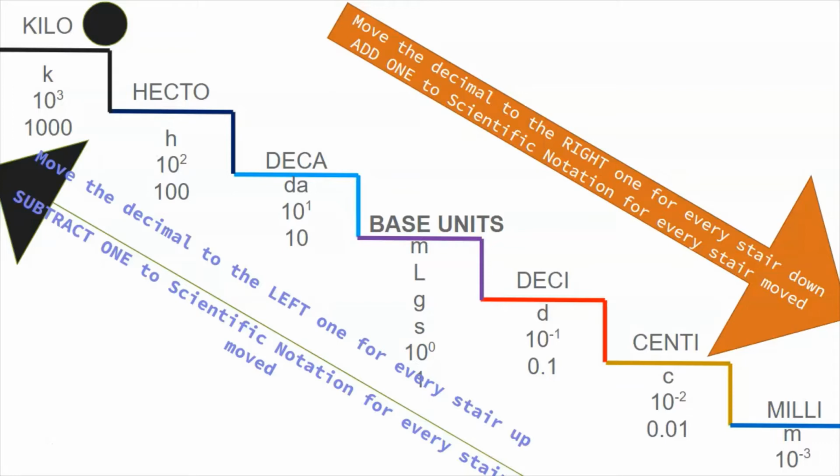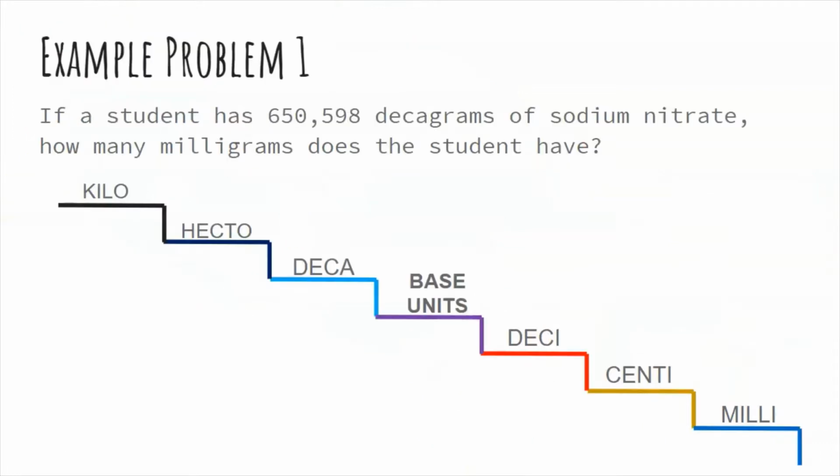Let's do a sample problem. If we have 650,598 decagrams of sodium nitrate, how many milligrams do we have? The first thing you should do, if you're going to be using the staircase method to solve and not dimensional analysis, is go ahead and put 650,598 on your decagrams. I put a dot in there so we can follow it.